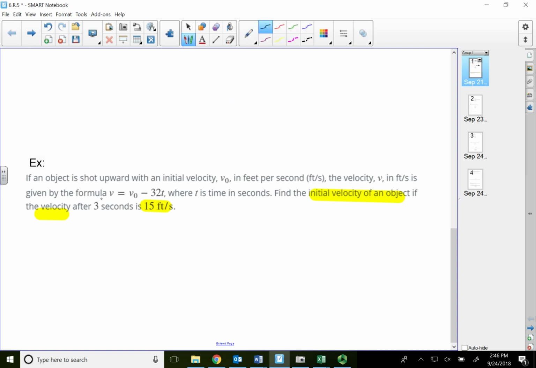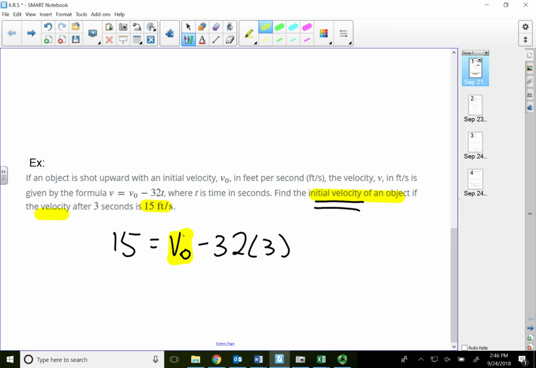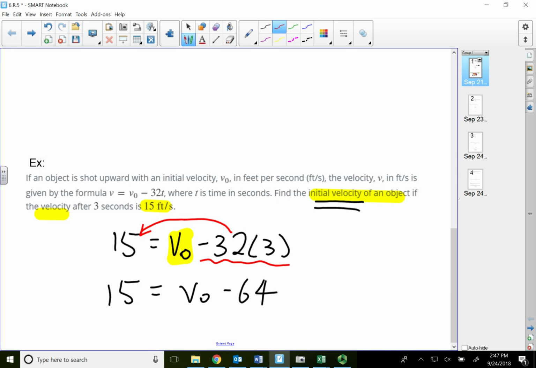In this particular example, we can substitute and solve for the unknown. So 15 is the velocity, set equal to the initial velocity, which is what the problem wants me to find, minus 32 times the time, 3. Solve for v sub null. This is just like a regular linear equation. My variable term, v sub null, is positive, so I'm going to let it stay. I can move the negative 32 times 3 to the other side. Negative 32 times 3 is negative 64, so I move my negative 64 to the other side.